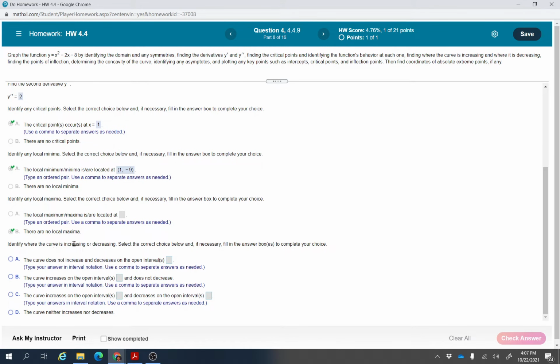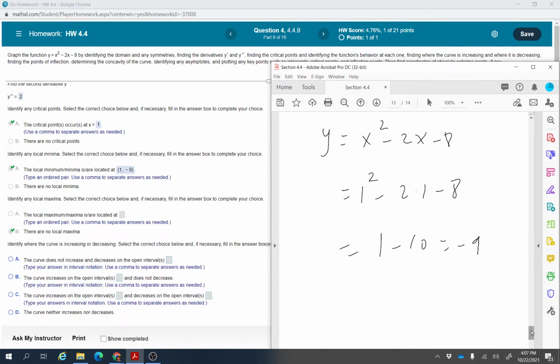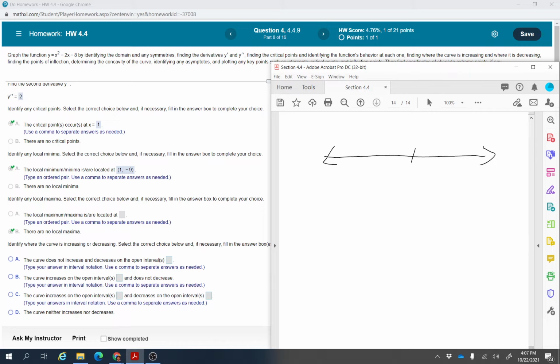Identify where the curve is increasing. So remember, for finding where the curve is increasing or decreasing, we need to find the critical points, and we already know that x equal to 1 is the critical point. So we need to find out, on the intervals from negative infinity to 1 and 1 to infinity, what happens to the first derivative. We know the first derivative is 2x minus 2. So if we try to find the first derivative on this interval, it will be negative.